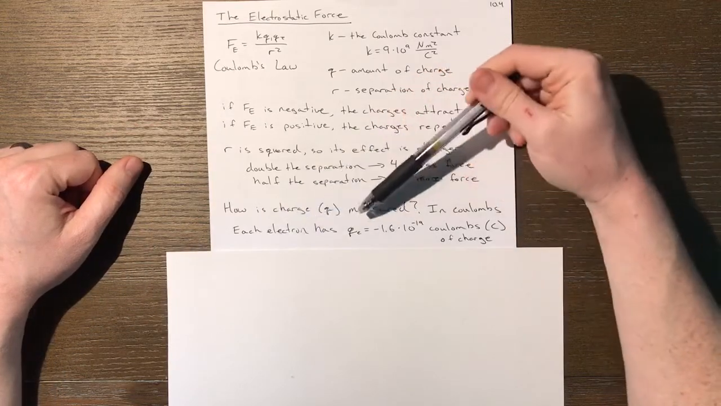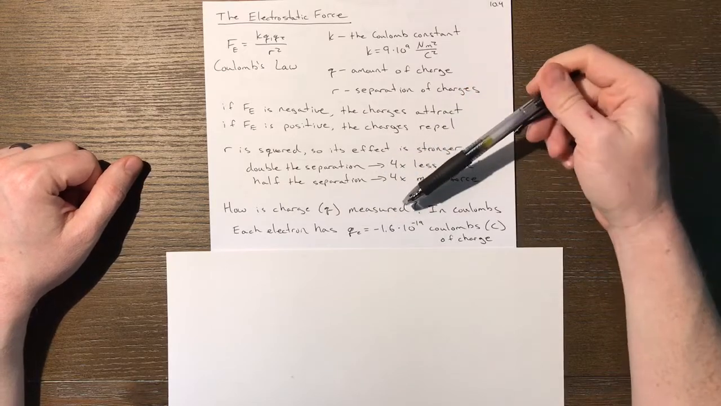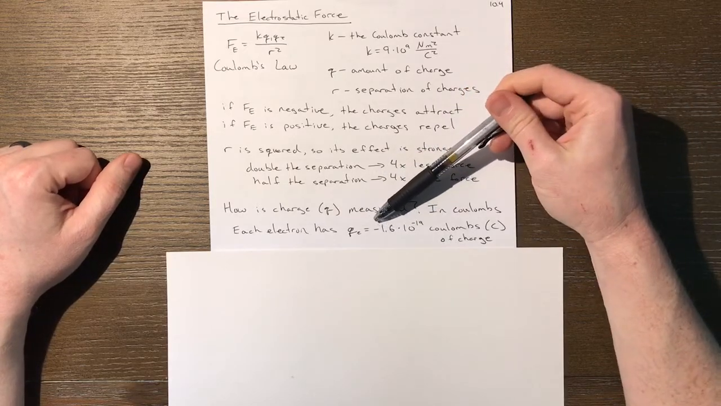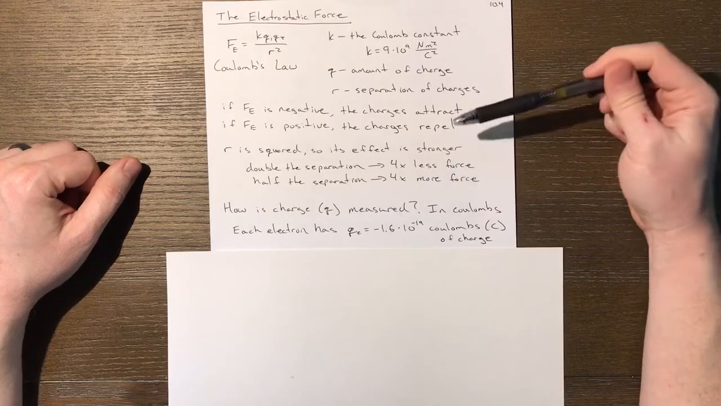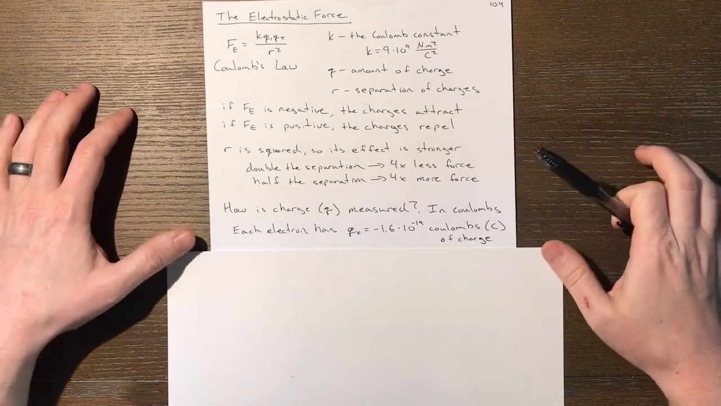Turns out each electron has Q sub e for the charge on an electron. The charge is negative, because it's an electron, 1.6 times 10 to the minus 19 coulombs. It's a very, very small amount of charge.